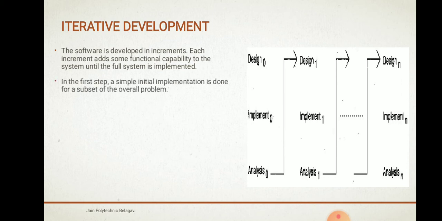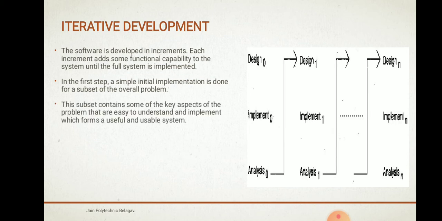As you can see in the first step, a simple initial implementation is done. That is, design 0 step, implement 0 step and analysis 0 step. So at once we design, implement and analyze. Once the project is ready, and if there is again some problem, again we go to the next phase. In the next phase, we again redesign the project, again re-implement it, and again analyze it, up to n steps.